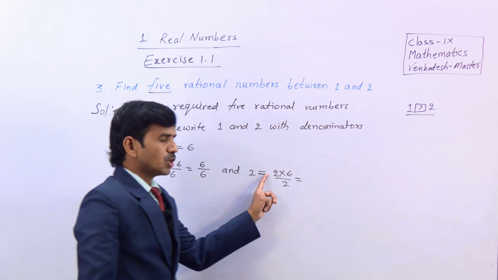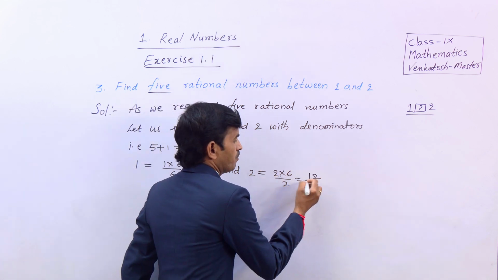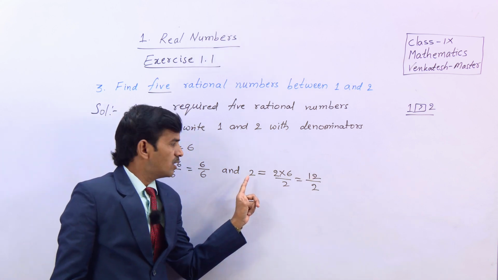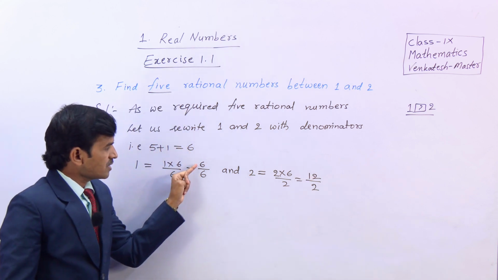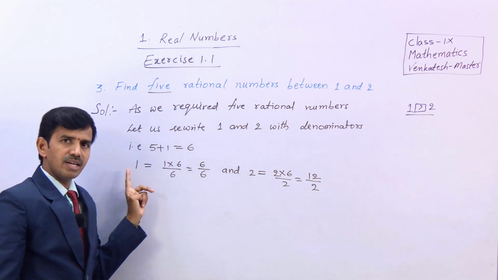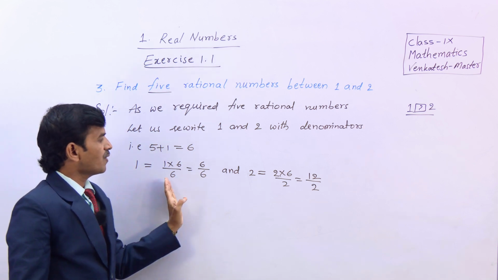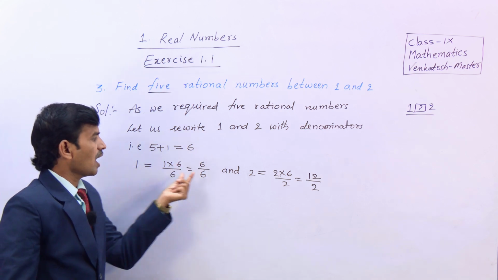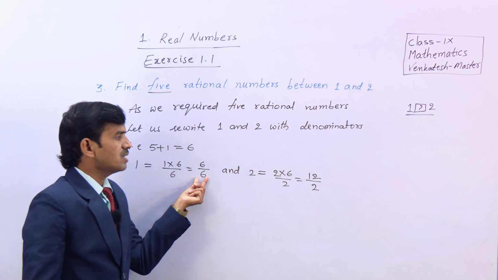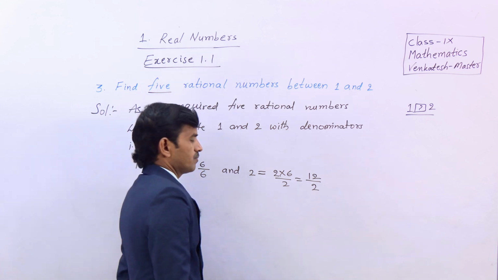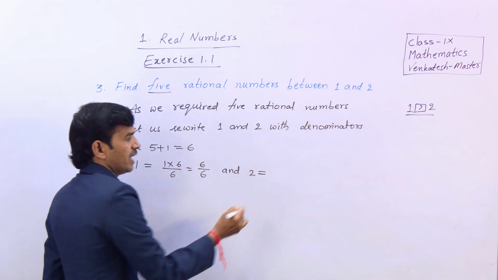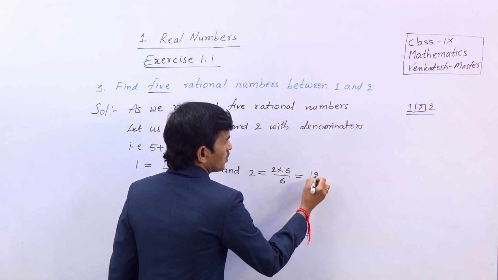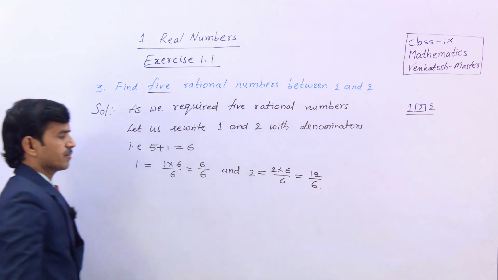What does it become? 2 sixes are 12 by 6. If you cancel these, again you get 2 itself. If you cancel this 6 by 6, again you get 1 itself. Just for the sake of our requirement, we converted these given numbers with denominator 6. Here 2 can be written as 2 into 6 by 6, which is equal to 12 by 6.